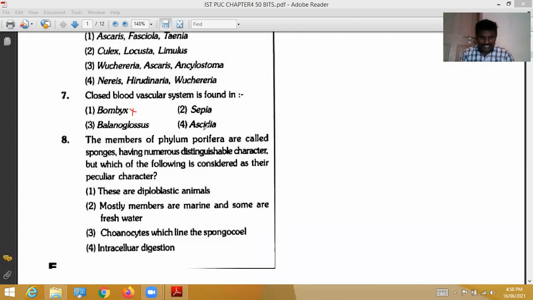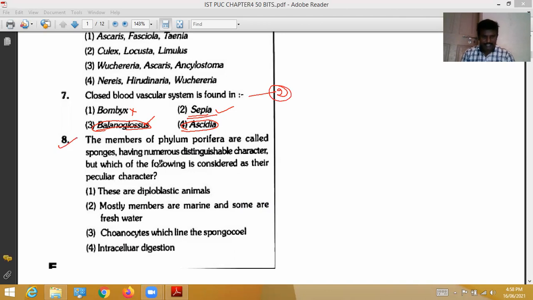So 1 is wrong. Sepia is also called cuttlefish. In this one, we will see a closed type of circulatory system. Balanoglossus, in this also we cannot see closed blood vascular, an open type of blood vascular system we can see. Ascidia, in this also we will see an open type of circulatory system. Closed blood vascular system is found in sepia, that is cuttlefish. The correct option is 2.